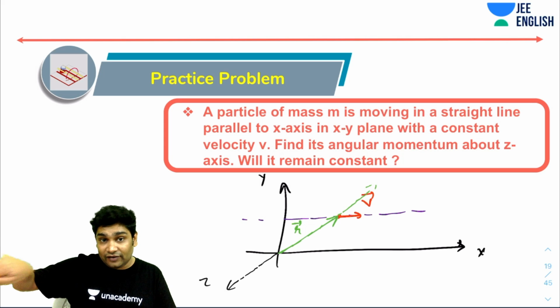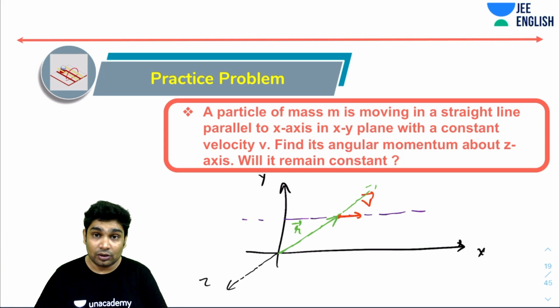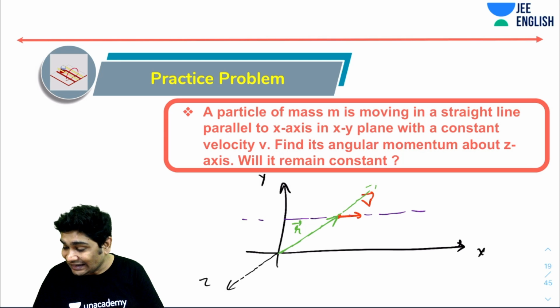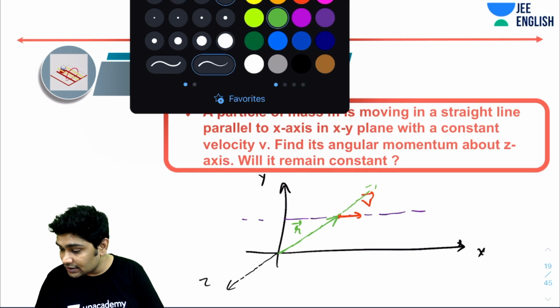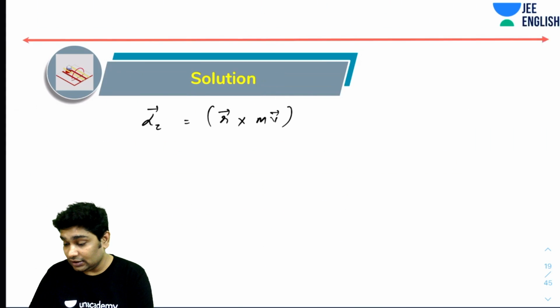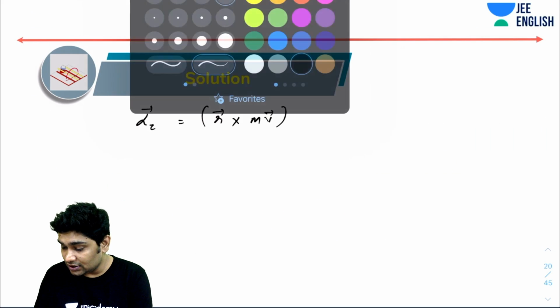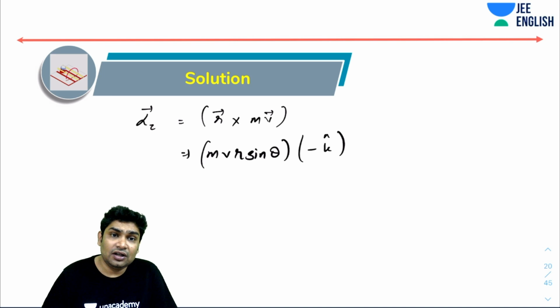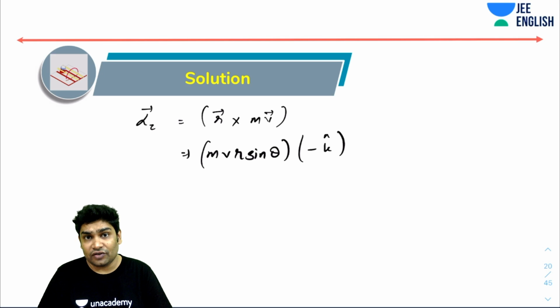So the direction of the r cross v vector is going to be into the plane of the paper, okay? R cross v. And how about the magnitude? So if this is the angle theta, then what you will realize is that this is nothing but m v r sine theta times minus k cap. Okay, direction I've already judged from judging the direction of r cross v.